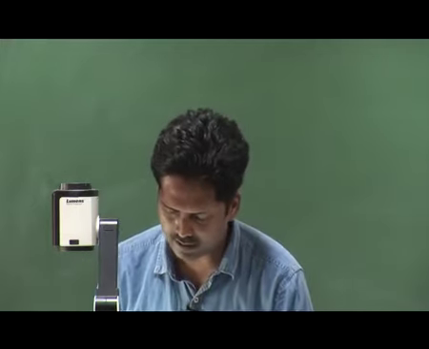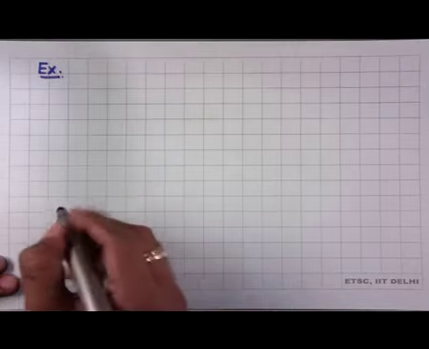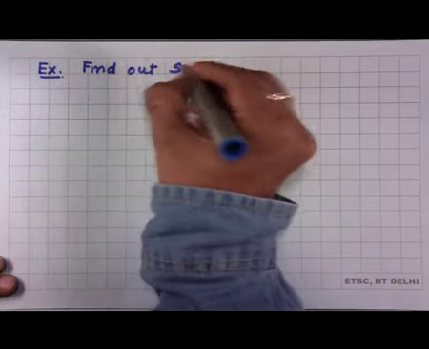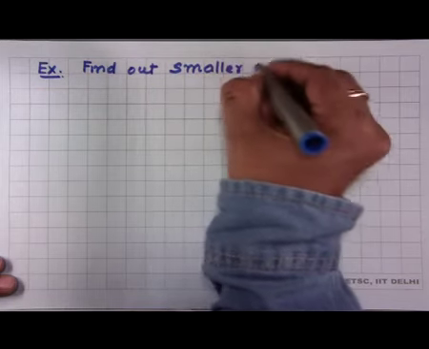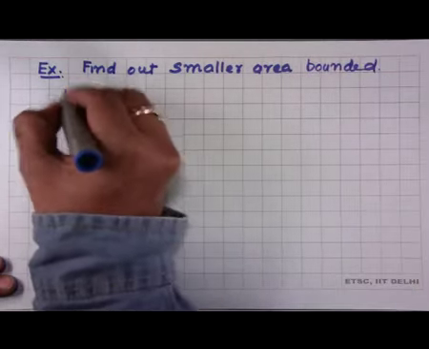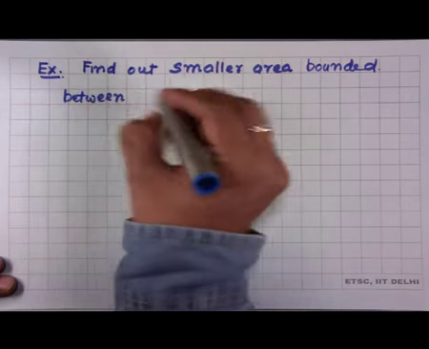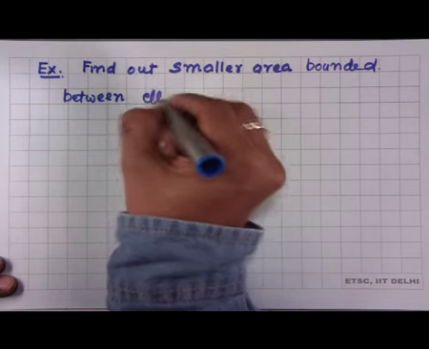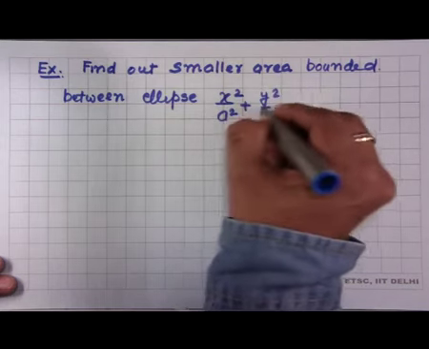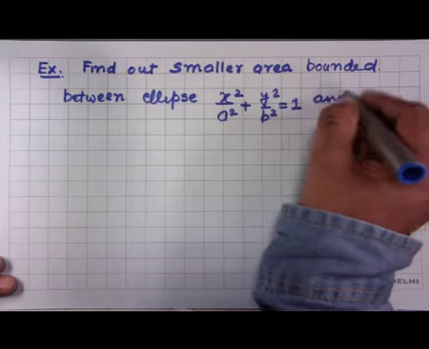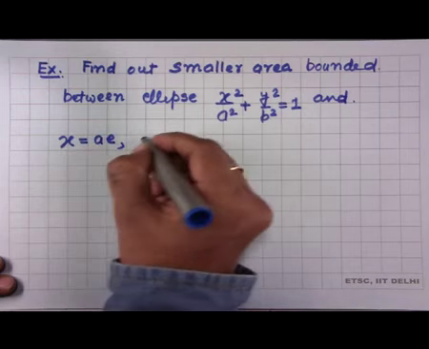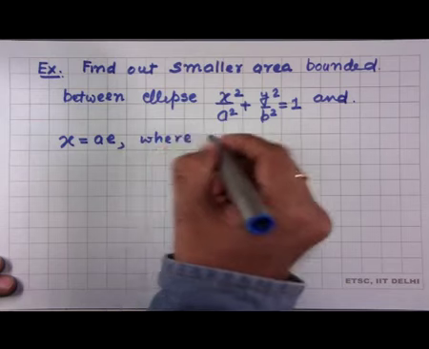So, let us take another example. Find the smaller area bounded between the ellipse and the vertical line x equals to AE, where A is greater than B.